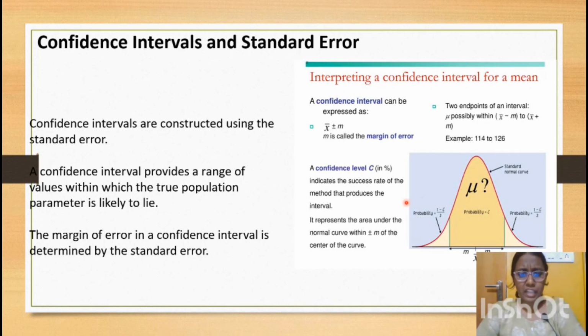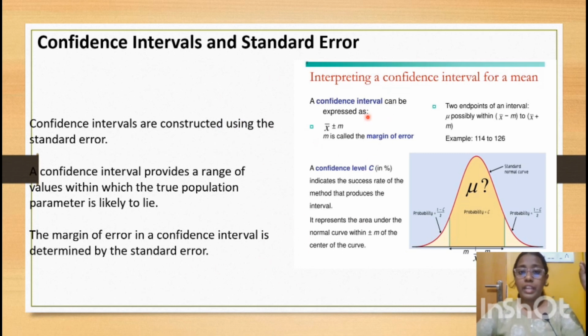Confidence intervals are constructed using a standard error. So the confidence interval provides a range of values within which the true population parameter is likely to lie. The margin of error in the confidence interval is determined by the standard error.